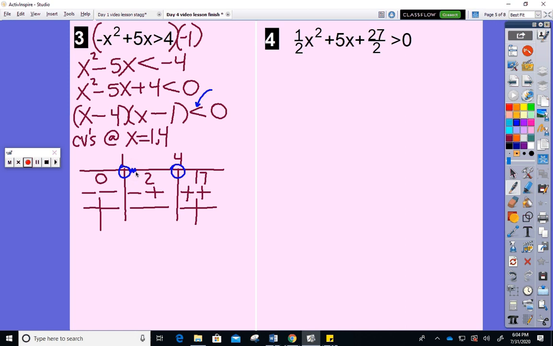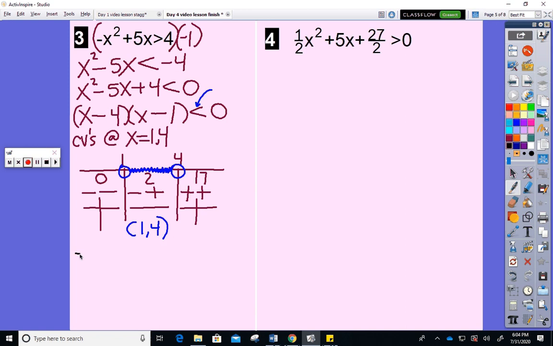Less than means negative, not positive. So my answer is 1 to 4. Now I'm going to show you how to deal with the negative the other way, because occasionally you won't be able to do anything but deal with it that way. I'm thinking in terms of where you're headed with calculus.